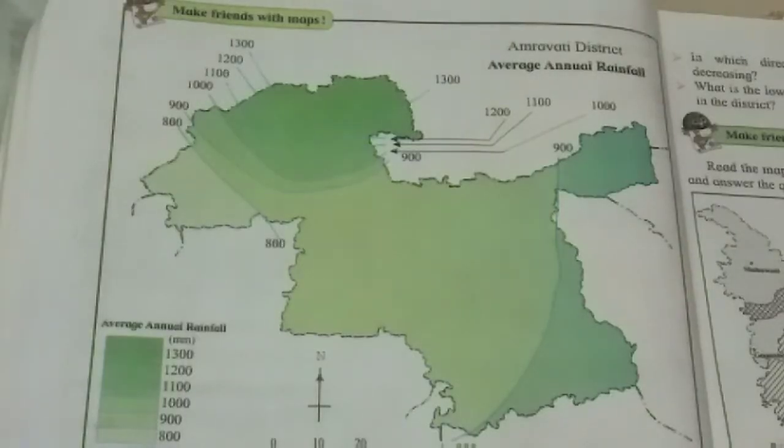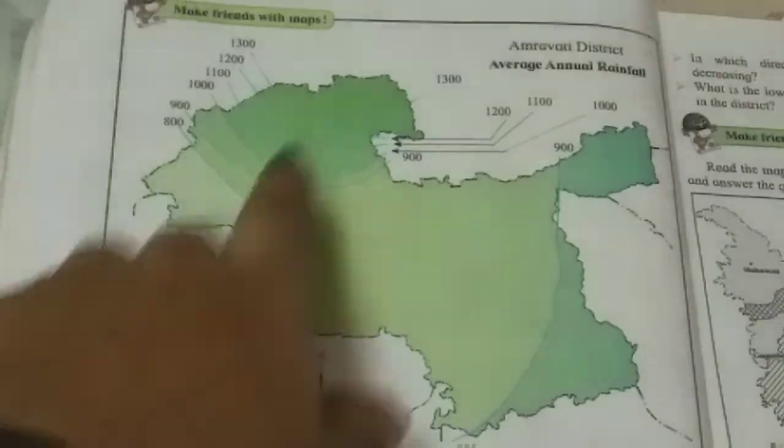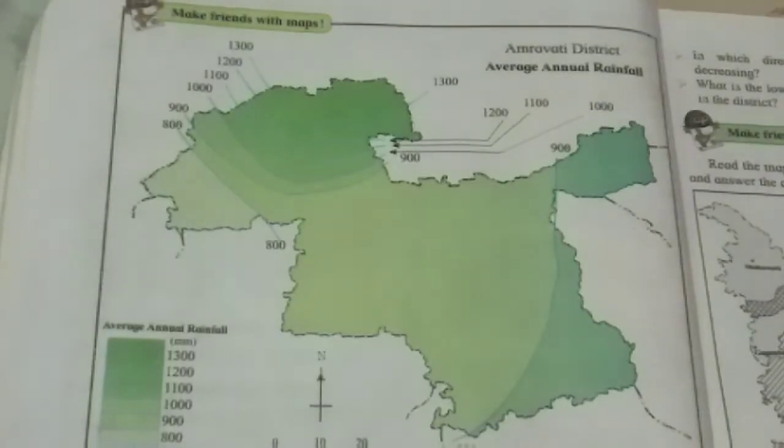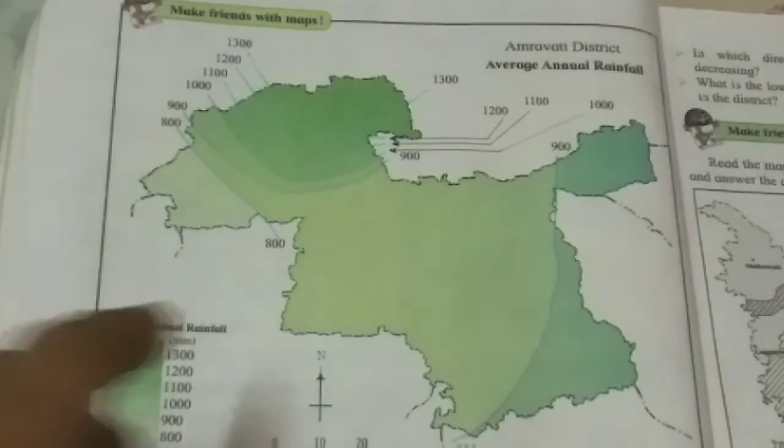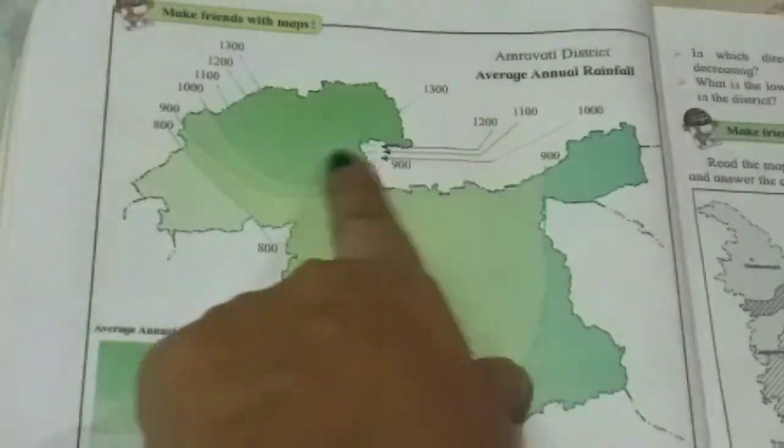Now two more questions, children. What is the highest value of the rainfall in the district? So you can see the highest value is 1300. So you can see here 1300, and here also you can see the highest mm is 1300. Okay, so the highest value of the rainfall in the district is more than 1300 mm. And what is the amount of the rainfall in the central part of the district? The amount of the rainfall in the central part of the district is 900 mm. So this is the central part and you can see here 900 mm.